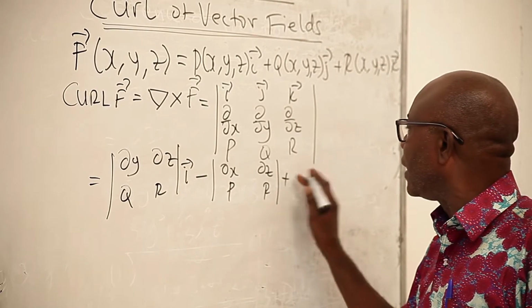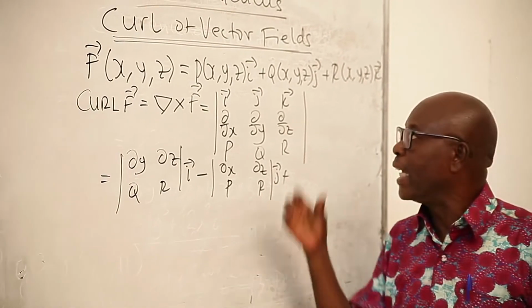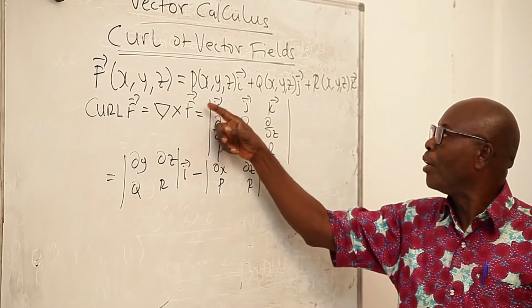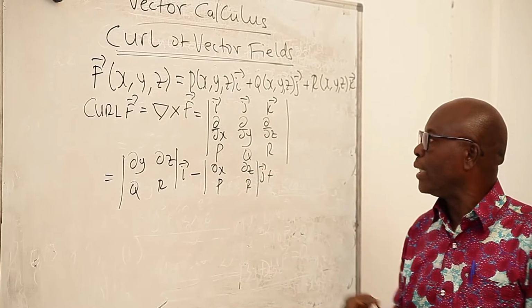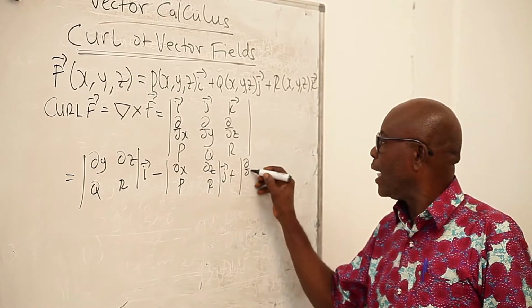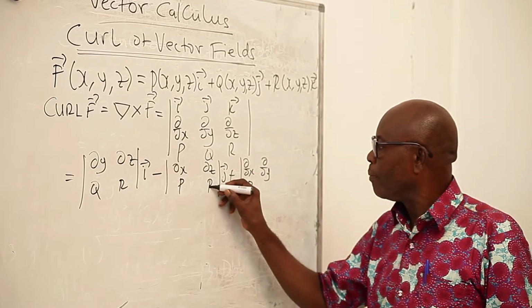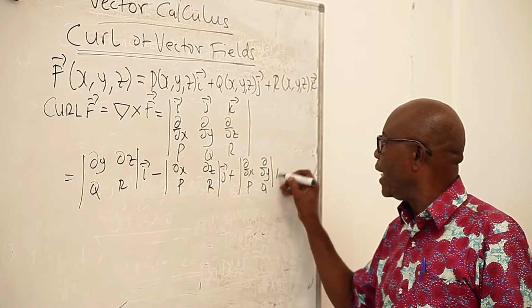That is for the J direction. Then the last one is the K direction, where we cross out the vertical and horizontal. So we'll be left with the determinant of partial x, partial y, then P and Q in the K direction.